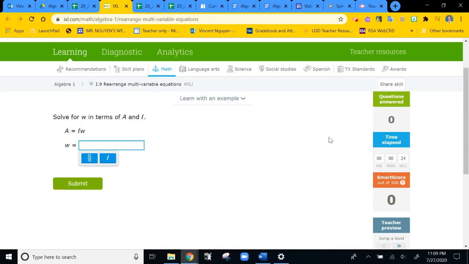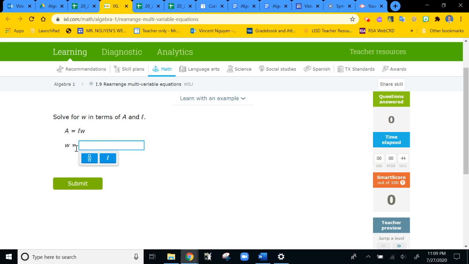Hello students, today we are going to talk about how to solve literal equations, which are equations that have just a whole bunch of letters or variables in them, and we're supposed to isolate, rearrange, and solve for whatever letter we're interested in, right?